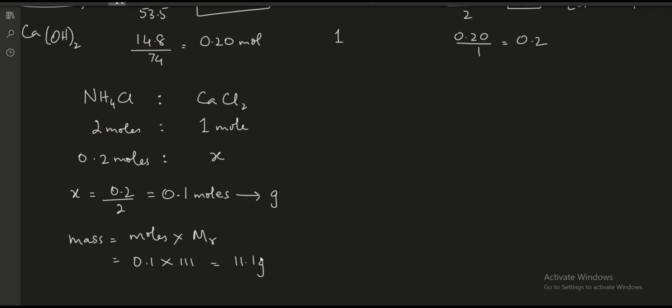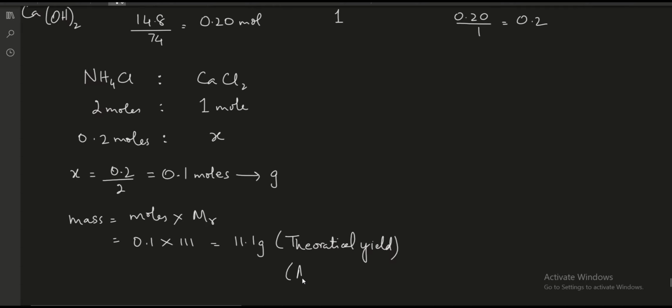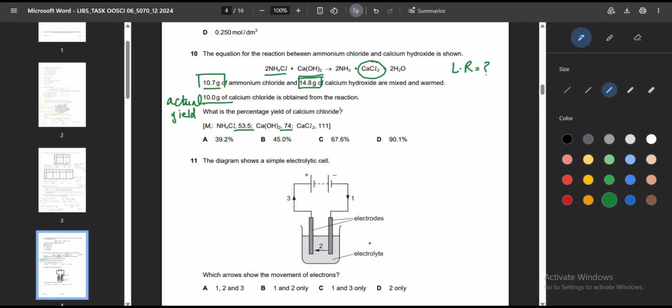Okay. Now what is this amount? This is the theoretical yield. This one is the theoretical yield. And what was the actual yield given in the question? The actual yield given in the question was 10 gram. See over there, this is the actual yield of calcium chloride.